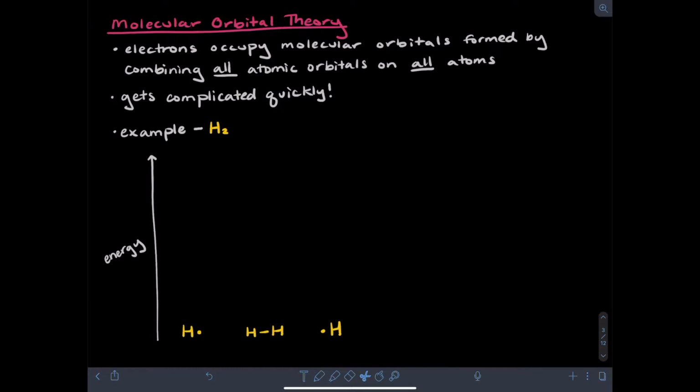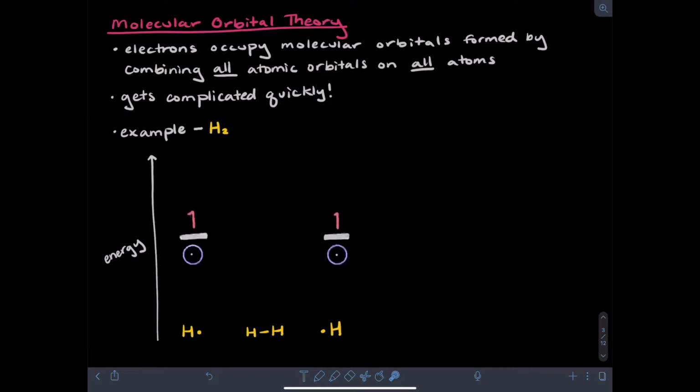You'll always have a y-axis of energy for your molecular orbital diagram, and you'll always put the atoms that you're bringing together on the left and right sides. Then you'll put the bond that you're forming and the orbital that you're looking at in the middle. So we have a hydrogen atom with one electron on the left, the same on the right, and we have our dihydrogen molecule in the middle of our diagram.